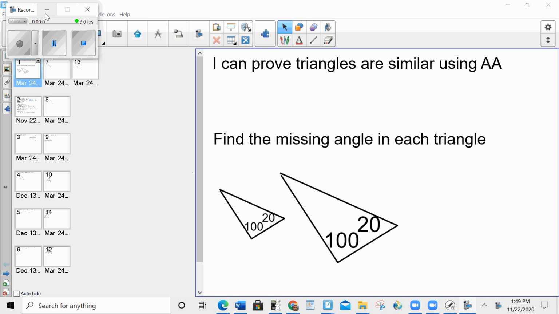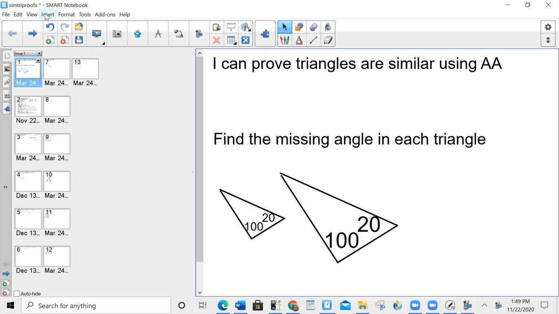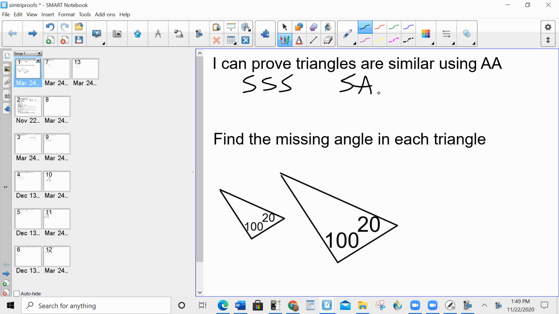Hello everybody. Today I can prove triangles are similar using AA. We did a lesson a few weeks ago where we had three methods to show triangles were similar. We had SSS, SAS, and AA. The S's meant the sides were in proportion, and the A's meant the angles are congruent, because the corresponding sides of similar triangles are in proportion. The corresponding angles are congruent.